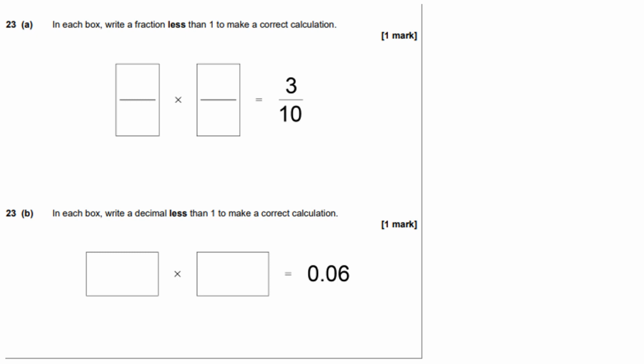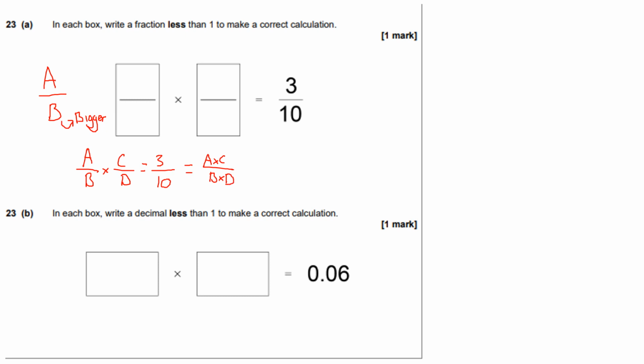Okay, so the next question is concerning fractions, and it wants us to, in each box, write a fraction less than 1 to make a correct calculation. So if you want your fractions to be less than 1, if you have a fraction that's a over b, and they're positive, we want b to be the bigger number. If b is bigger, that means the number will be less than 1. So we need some numbers such that a over b times c over d equals 3 over 10. And a over b times c over d equals a times c over b times d. So we just need to pick some numbers.